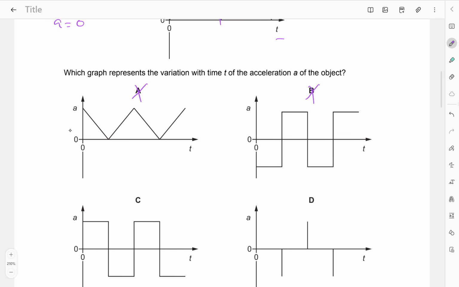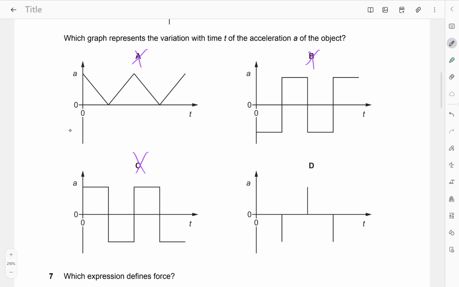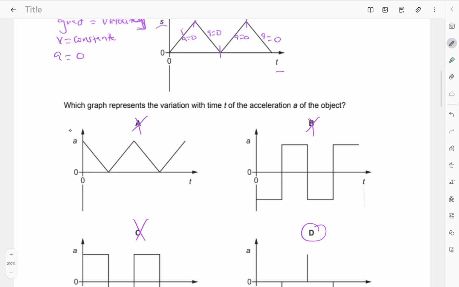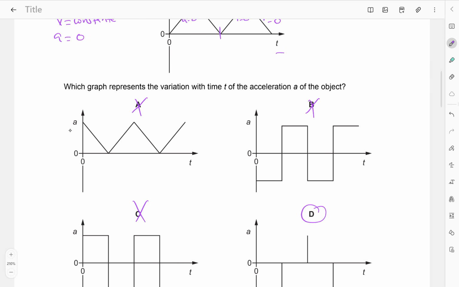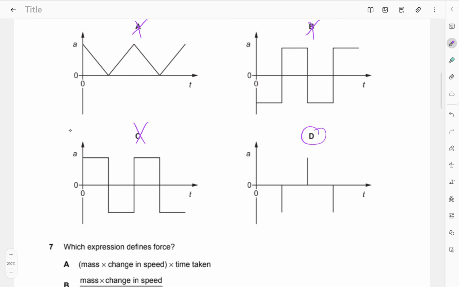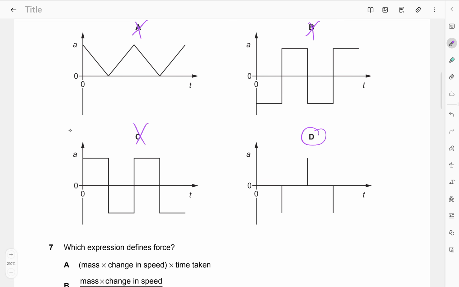Here it is not zero. Here it is showing the acceleration is also not zero. So the correct answer will be D. Between every point where the velocity was constant, the acceleration is zero. So the answer is going to be D. Because this is showing between this value of time and somewhere here, the acceleration here is zero, acceleration here is zero, acceleration here is zero. Those are the points where the velocity was actually constant.